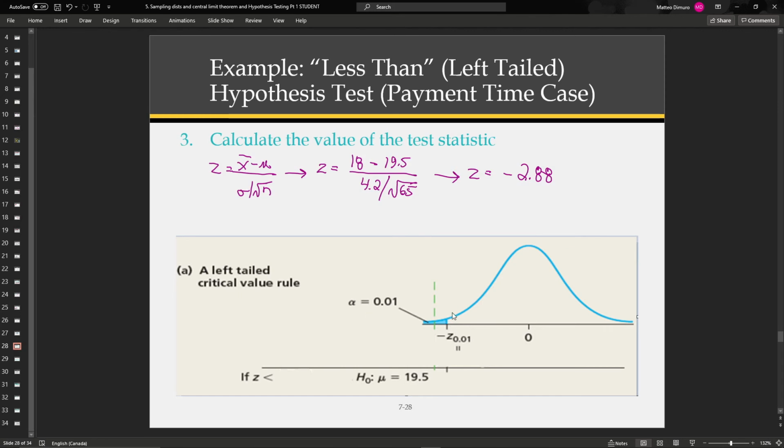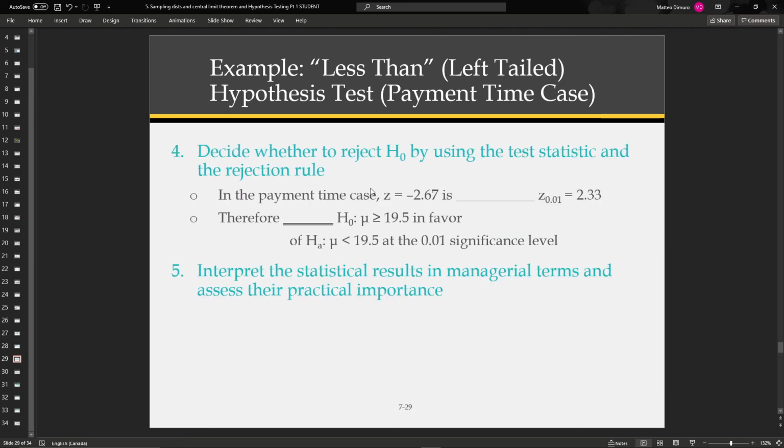Remember, you should draw the nice little picture. Draw it in here. Remember, if z is less than negative 2.33, so this value right here is z equals negative 2.33. So here we accept the HO if our z statistic lands in there. If it lands in there, we reject HO.